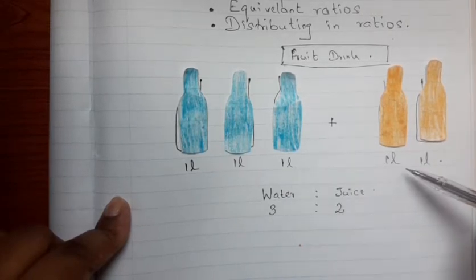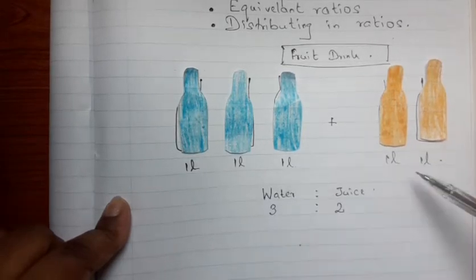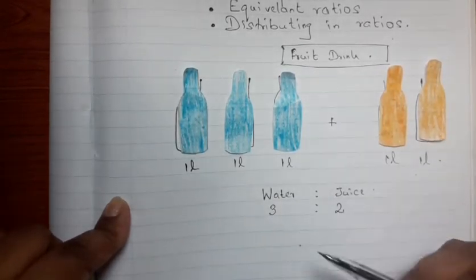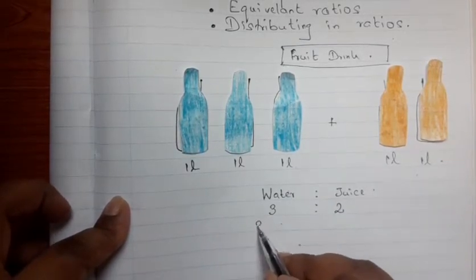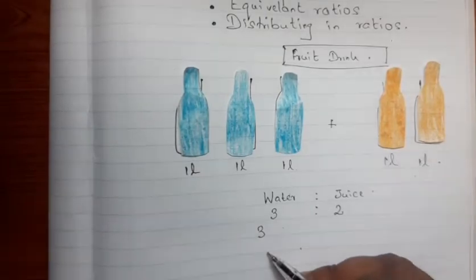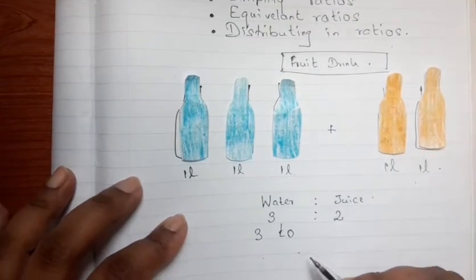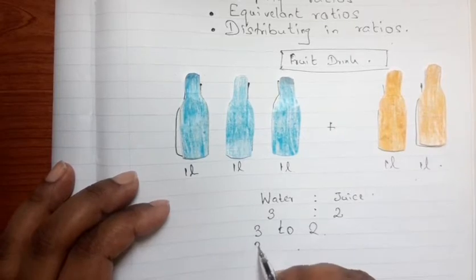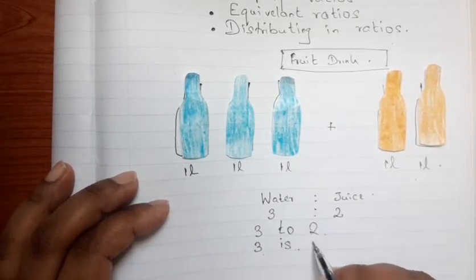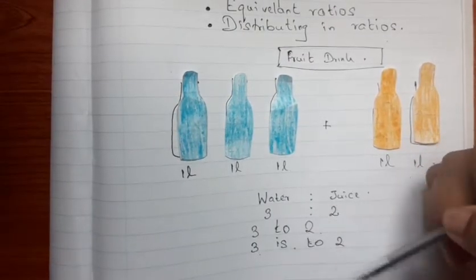So here in this case, both the units are the same. All are given in liters, 3 liters and 2 liters. So we are writing directly as 3 to 2. Now you can read this ratio as 3 to 2, or else 3 is to 2. Both ways are correct. You can read it as 3 to 2 or 3 is to 2.